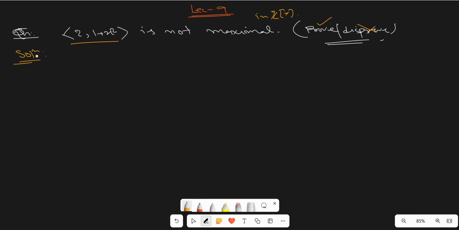So I will use those statements. There is one more statement: R mod M is a field if and only if M is a maximal ideal, right? These 2 statements I have already proved. So, how do we show that? Can you see that the ideal generated by 2 is contained in the ideal generated by 2 and 1 plus x square?